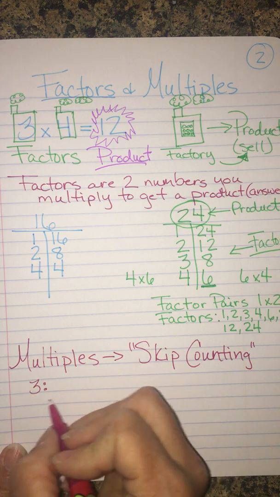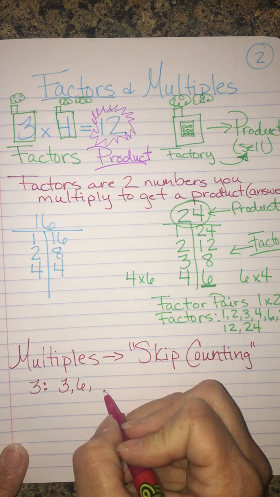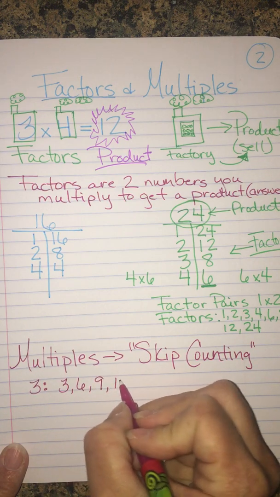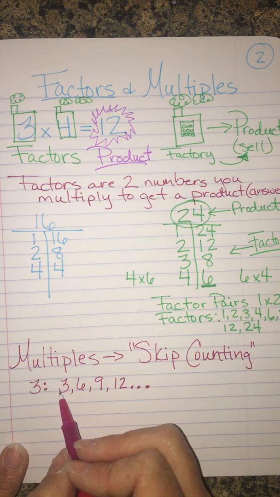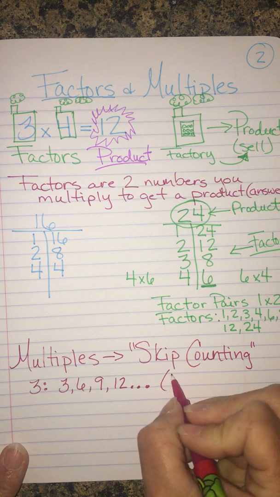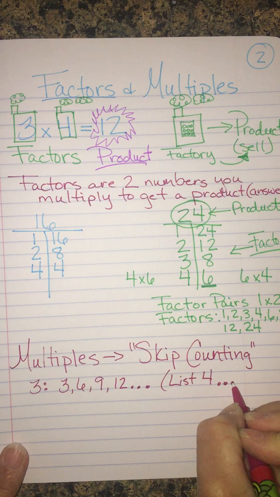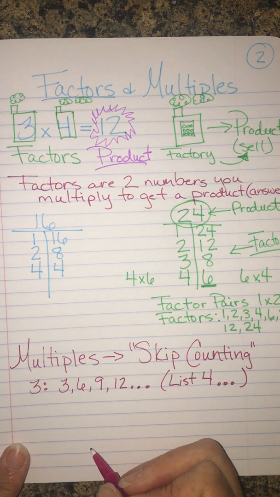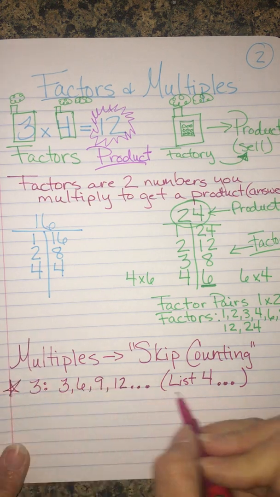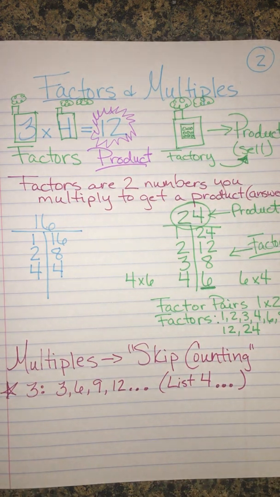The multiples of 3. 3 times 1 is 3. 3 times 2 is 6. 3 times 3 is 9. 3 times 4 is 12. And so on and so on. Usually when you have a question asking for multiples, I always tell kids to list 4 and then put some dots, because you could go on for the rest of your life and never finish that problem. So on multiples, just list 4. If it tells you to start at a certain number, then you're going to start there.